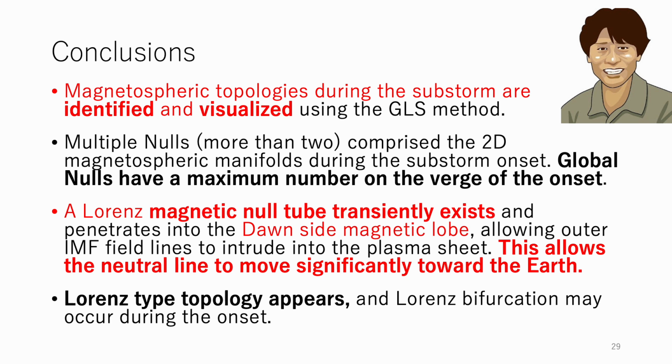This is our conclusion. Magnetospheric topologies during the substorm are identified and visualized. A Lorenz magnetic null tube transiently exists, and this allows the neutral line to move significantly toward the Earth. This concludes my talk.